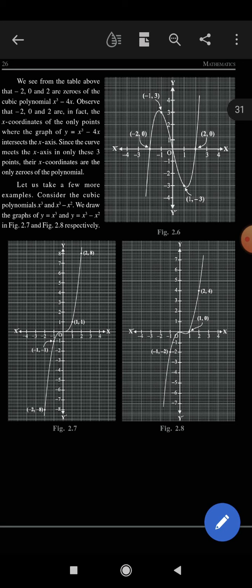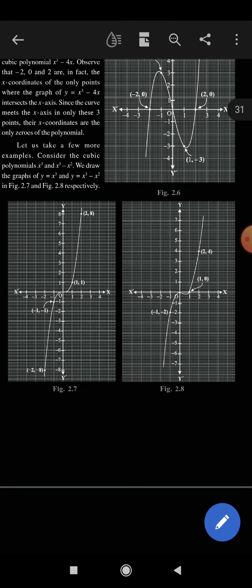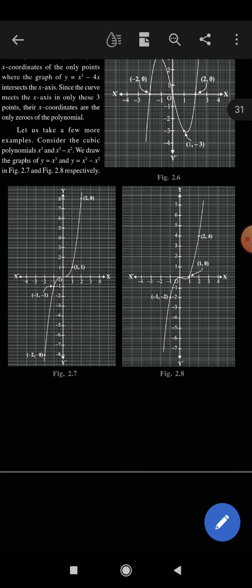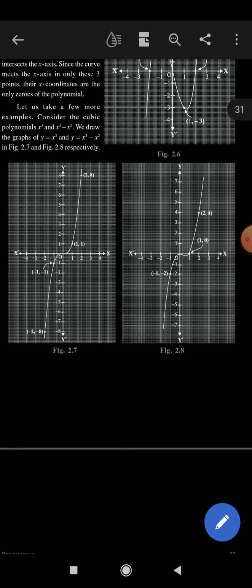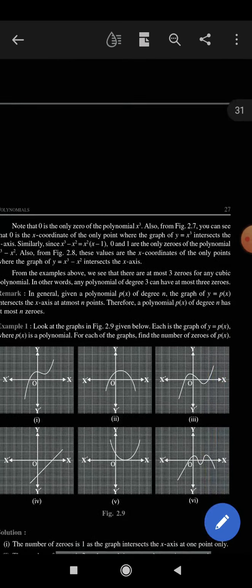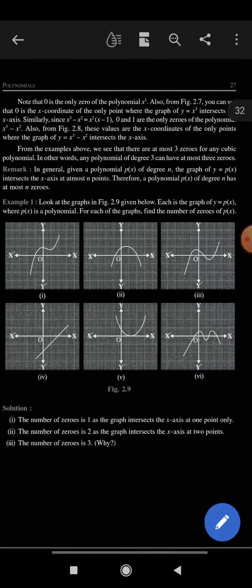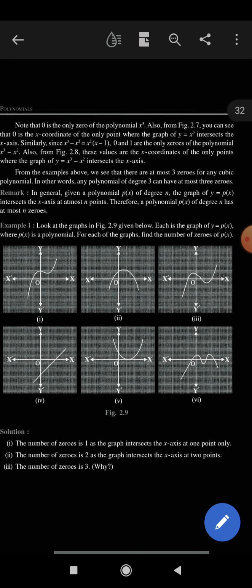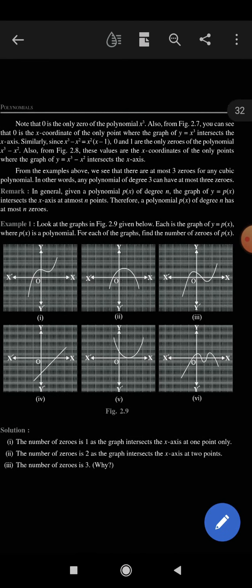Let us take a few more examples. Consider the cubic polynomials x cube and x cube minus x square. We draw the graphs of y is equal to x cube and y is equal to x cube minus x square in Figures 2.7 and 2.8 respectively. Note that 0 is the only zero of the polynomial x cube. Also from Figure 2.7 you can see that 0 is the x coordinate of the only point where the graph of y is equal to x cube intersects the x-axis.